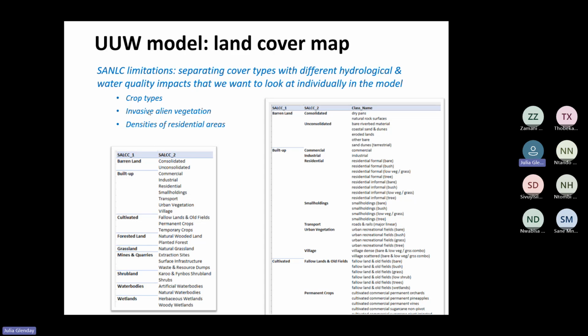So if at a future stage we wanted to actually look at invasive alien vegetation as a separate land cover, we'd have to bring that in some way from another data source and add that into our mapping and our model setup. Another limitation I found with the National Land Cover dataset is that it doesn't differentiate the densities of the residential covers that it maps. So I've tried to incorporate that in a simpler way that I could do in a short amount of time. So I'll show you how I've done that, because that's important for modeling the hydrology as well.